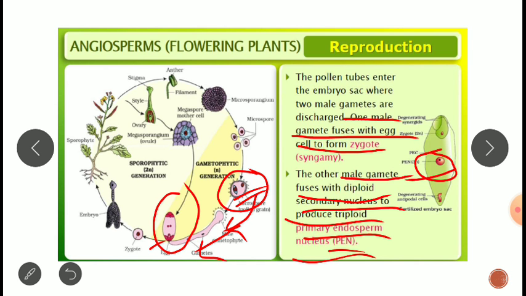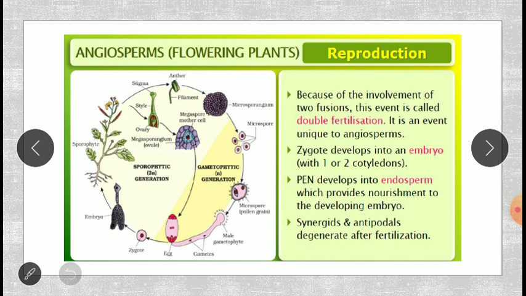So, triploid primary endosperm nucleus. Now let's see what happens next. Because of the involvement of two fusions, which are those two fusions? One with the egg and one with the polar nuclei. So because of the involvement of two fusions, this event is termed as double fertilization.